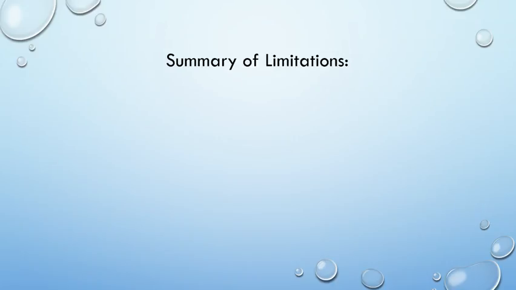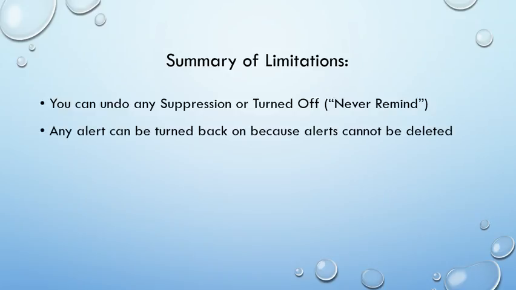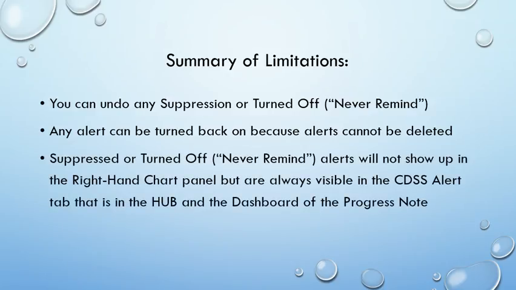A summary of limitations. You can undo any suppression or turned off never remind. Any alert can be turned back on because alerts cannot be deleted. And suppressed or turned off alerts will not show up in the right-hand chart panel, but they are always visible in the CDSS Alert tab that is in the hub and the dashboard of the progress note.